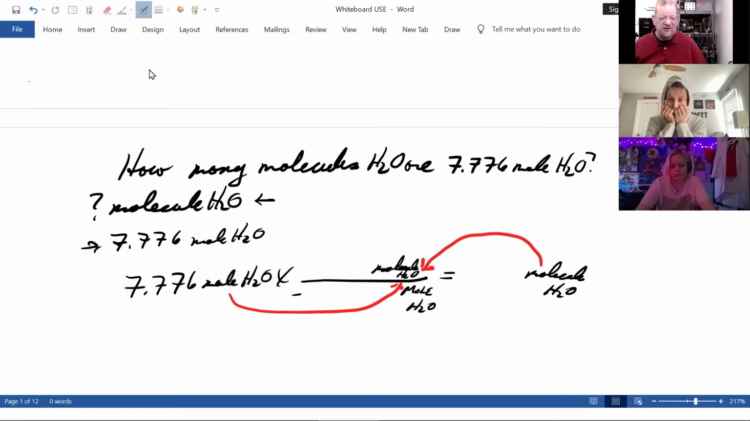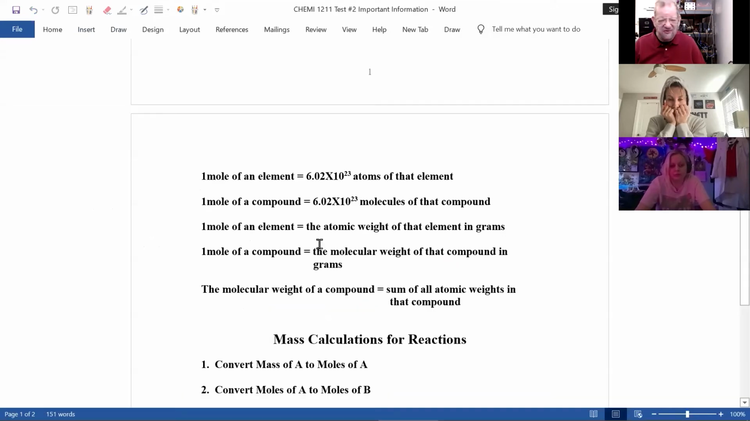And where do I get these numbers? You look at important information. I used to make students memorize this because I had to memorize it when I was a student, but now I don't. 1 mole of a compound equals 6.02 times 10 to the 23rd, Avogadro's number, molecules of that compound.